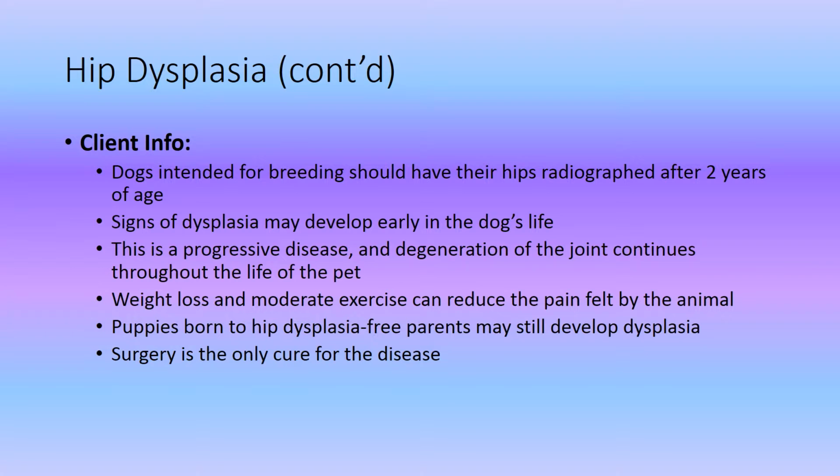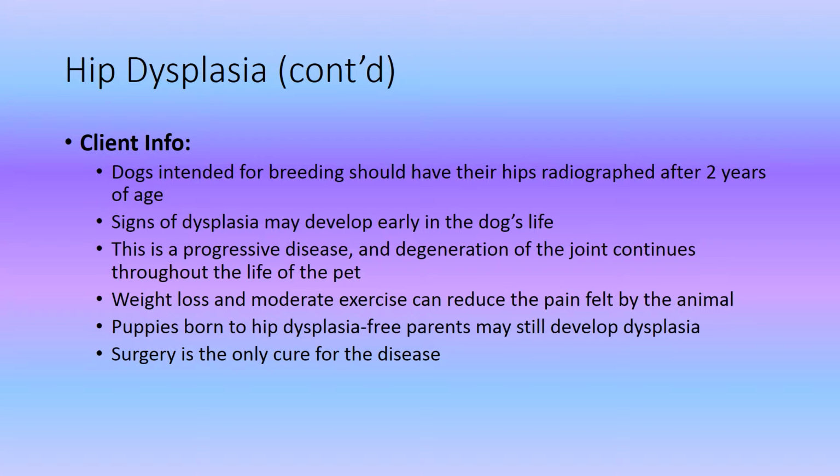So dogs intended for breeding should have their hips radiographed after 2 years of age. Any dog that is registered with the CKC undergoes, I'm not sure if it's just dogs that are predisposed to hip dysplasia that undergo the hip dysplasia x-rays and they have to send it to the CKC before they're registered, or if it's any dog.